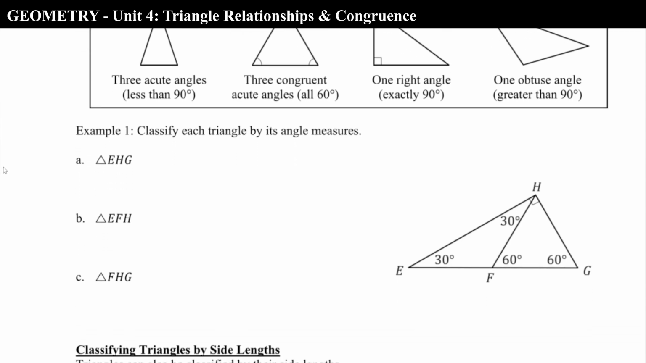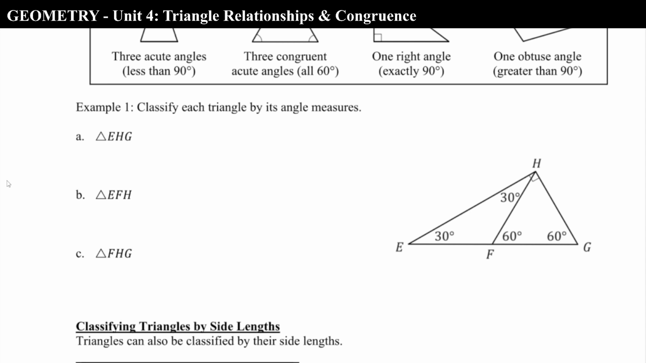So let's classify each triangle by its angle measures with example A. We're going to take a look at triangle EHG, which is the big triangle that makes up the whole figure. Well, we have a 90-degree angle here at H. Since we have a 90-degree angle, EHG is a right triangle.